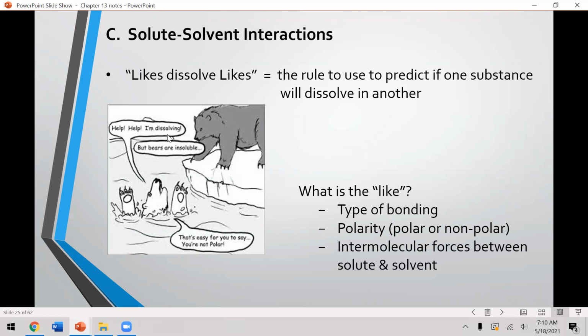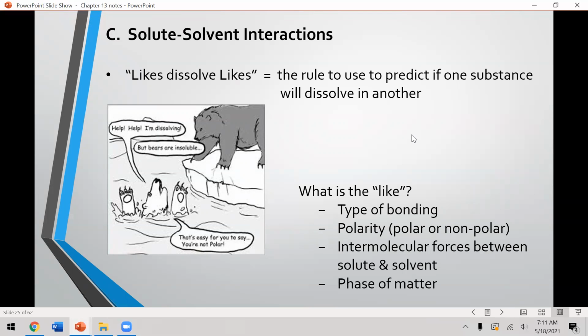So this says, help, help, I'm dissolving. And the other bear says, but bears are not insoluble. Or bears are insoluble, meaning, oh, he's not going to dissolve. And this bear says, but that's easy for you to say, you're not polar, because it's a polar bear. So basically they're trying to make a pun that water's polar and the substance is supposed to be polar, so it will dissolve. So polarity: like dissolves like.